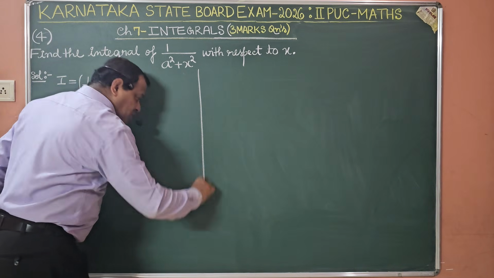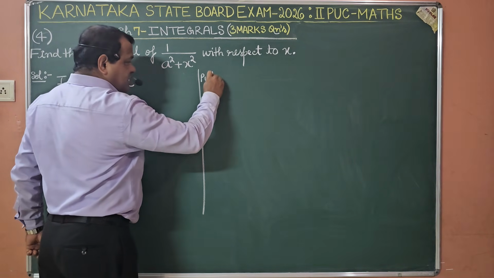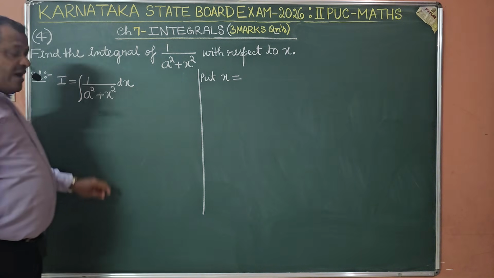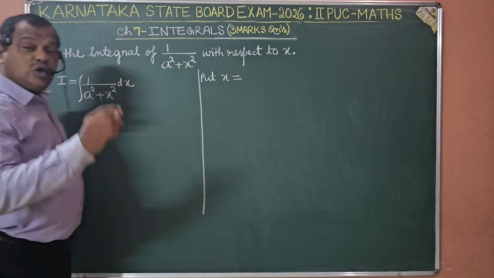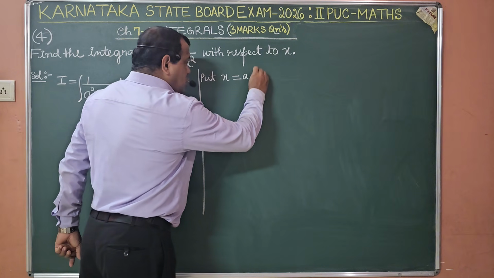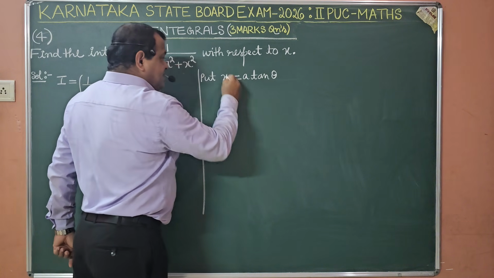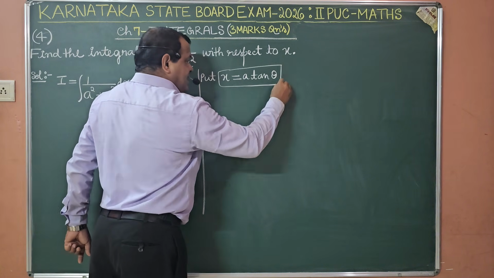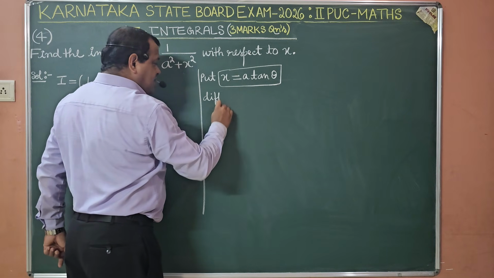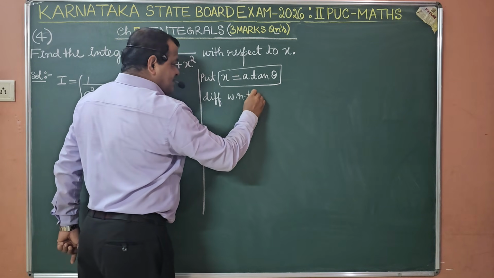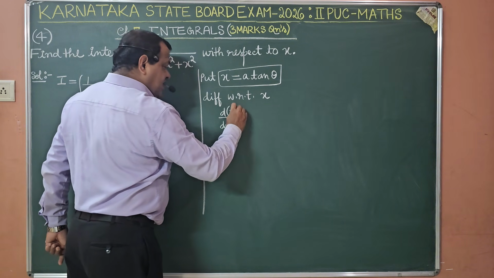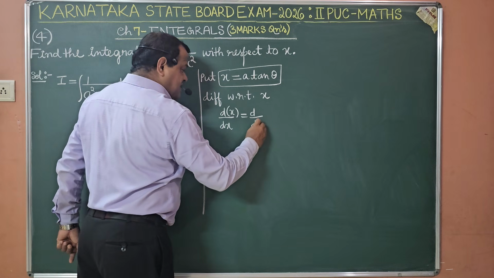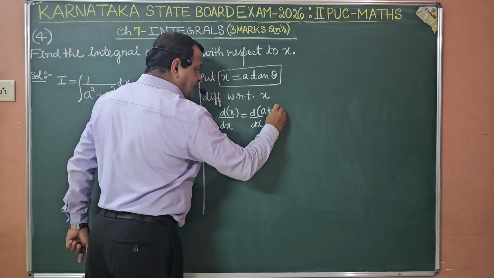So, I will go to the rough work side and do the substitution. Put x equal to, whenever this kind of term is present, a square plus x square, then put x equal to the small letter a into tan theta. This equation I differentiate with respect to x on both sides. d by dx of x is equal to d by dx of a into tan theta.